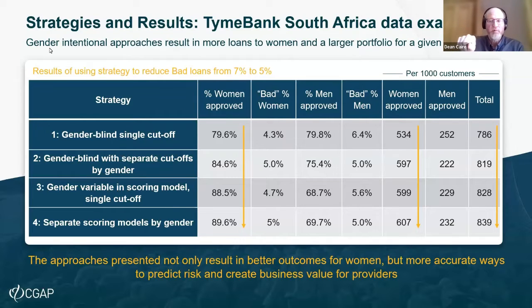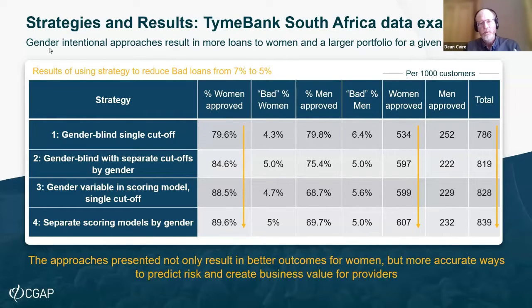But that modeling strategy would be preferable because if we look at the far right, the total borrowers goes up, and having the variable gender also helps apparently to more accurately select men, as we're able to approve more of the men, right? But again, with that strategy, you have the disparity in the bad rates.